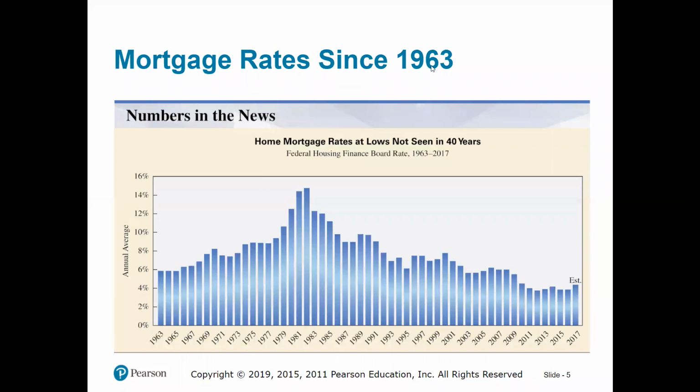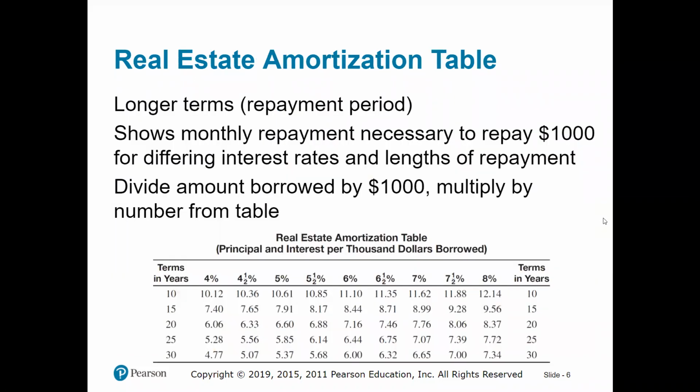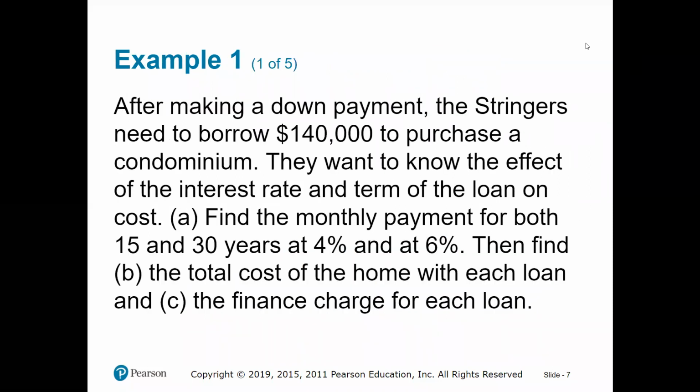Okay, these are mortgage rates since 1963. You can see that they estimated it in 2017. So this does not have the data in it from 2020 or 2021. So yes, those are probably even lower. All right. Longer terms repayment period shows monthly repayment necessary to repay $1,000 for differing interest rates and lengths of payment. Divide amount borrowed by 1,000, multiply by the number from the table. Okay, so let's do an example.